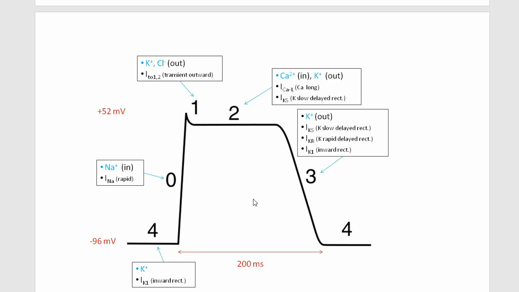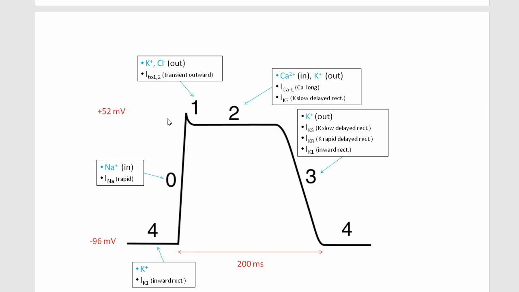Scientists, am I right? Okay, phase 0. So this is rapid depolarization. This phase is initiated by the influx of sodium ions, and this occurs through fast voltage-gated sodium channels, which causes this rapid depolarization of the cell membrane. This rapid depolarization leads to the upstroke of the action potential.